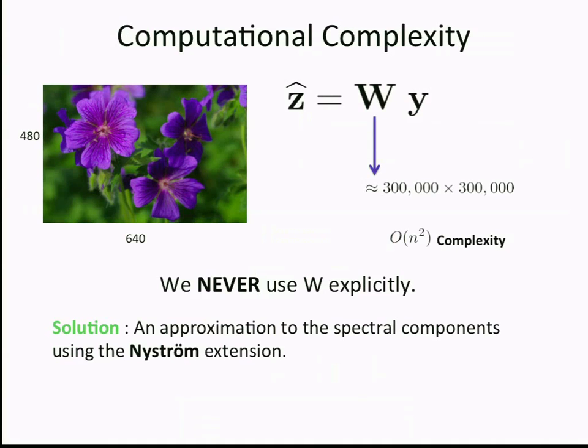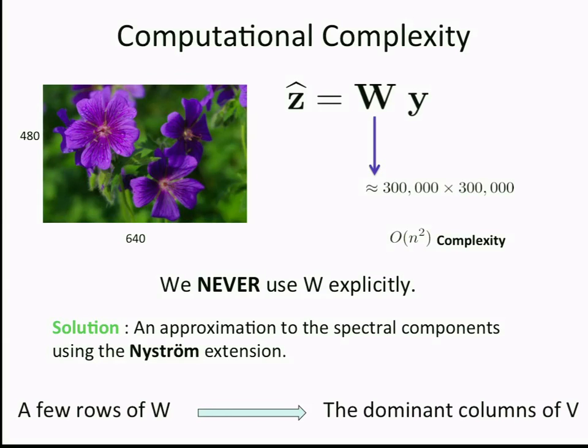It turns out the approximation that we use to the spectral components is using an old idea called the Nystrom extension. And the idea here is that you don't explicitly compute the matrix W, and you also don't explicitly compute the eigendecomposition of the matrix W. Instead, what you do is the following. You compute only a few rows of the matrix W. This is the key idea. You compute a few rows of the matrix W, and because W has very low numerical rank, you can compute the dominant eigenvectors of the matrix simply by scanning a few rows of W.